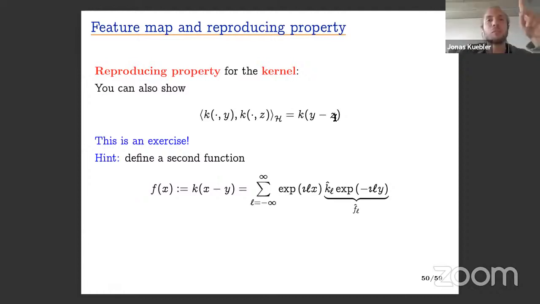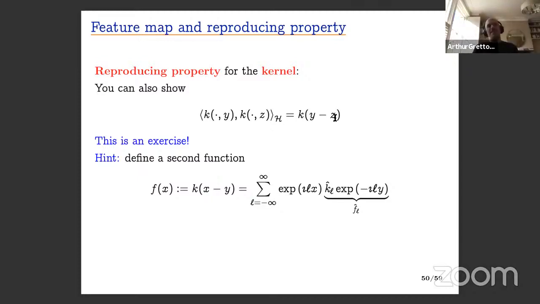Yes, so the question was about the top hat function again. If I understood correctly, you said that the top hat function is not in the RKHS, but still, did I understand correctly that we can approximate it arbitrarily well if we consider more and more terms? But does this approximation converge in some sense to the top hat function? And if so, the top hat is still not in the RKHS.